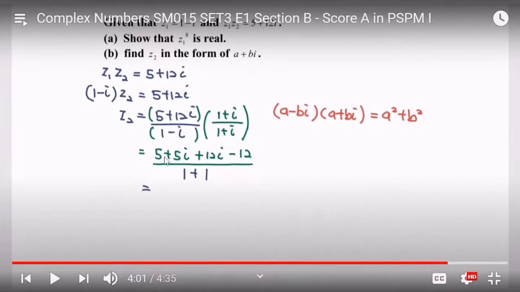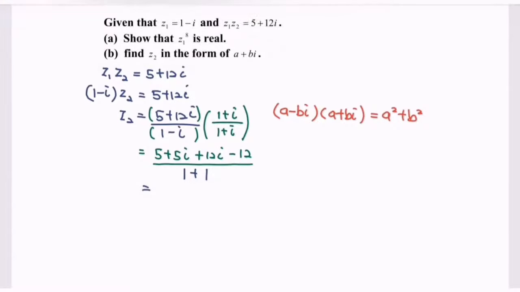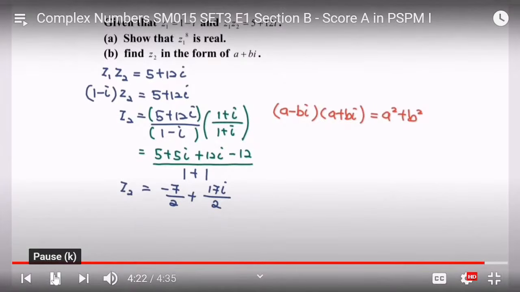So atas ini kena berhati-hati ketika multiply, sebab 12i multiply with i, biasanya kita akan silap. Okay? Boleh? Teruskan. 5 minus 12, we will have negative 7 over 2, plus 5i plus 12i, we will have 17i over 2. So the value for the Z sub 2 is equal to negative 7 over 2 plus 17i over 2. So ada masalah?